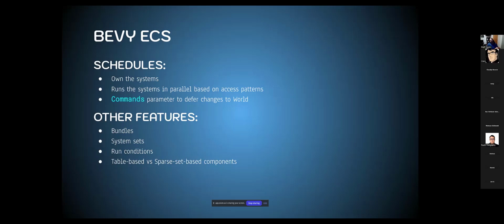There's also schedules. So schedules is what owns the systems. They're responsible for running code, doing that parallelism, and based on access patterns. And they make use of a parameter called commands, of a commands type that allows you to make changes to the world. But all changes to the world, such as adding entities, adding components to entities, are deferred, because otherwise you'd have race conditions. And there's a whole bunch of other features we talked about in the talk: bundles, system sets, run conditions, and we talked about table-based versus sparse set-based components. So hopefully you know all about this and you remember everything I said about in the first talk.